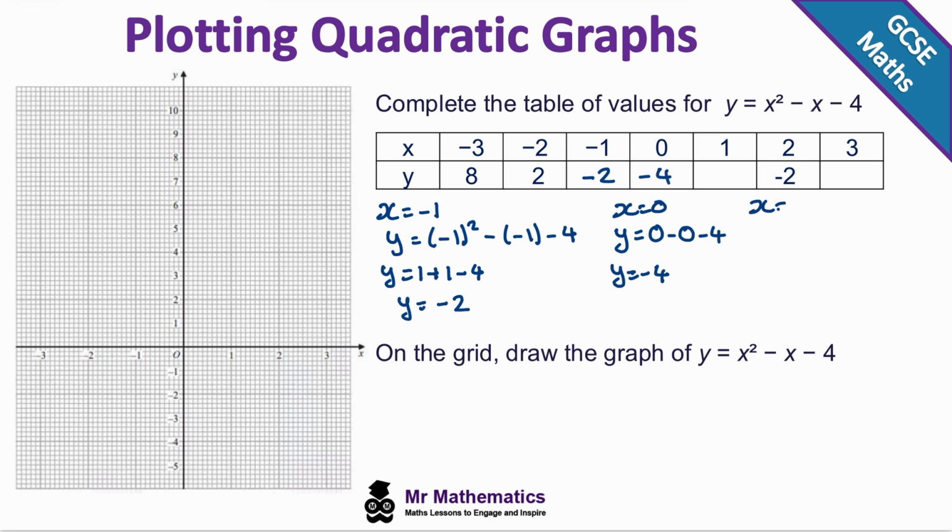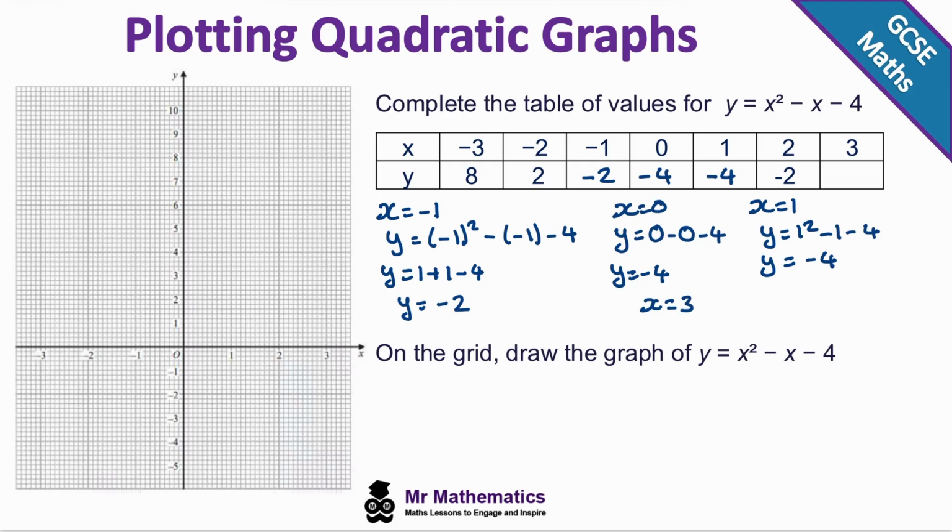And then when x equals 1, y will be the 1 squared minus the 1 minus the 4. So we'll have 1 take away 1, take away 4. This will just give us negative 4. Now it's a good idea here to use the fact that we know it will be symmetrical. We've got the negative 4 here. This negative 2 is symmetrical with this one. So this 2 should go here. So when x equals 3, y should equal 2.